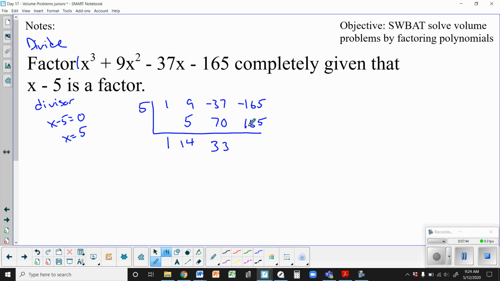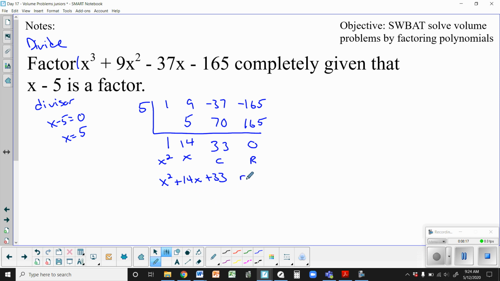Just as we knew it should have been this, right? Because we know that it has to be a 0. But you never know, we might have made a mistake somewhere else. All right, so that means that this is our remainder. This is the constant. We also know x cubed divided by x gives us x squared. So now when we write this out, we have 1x squared plus 14x plus 33. So how are we going to factor this?